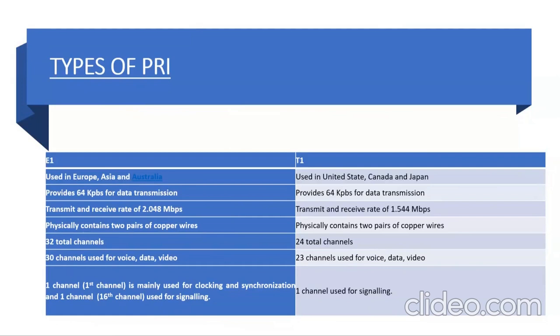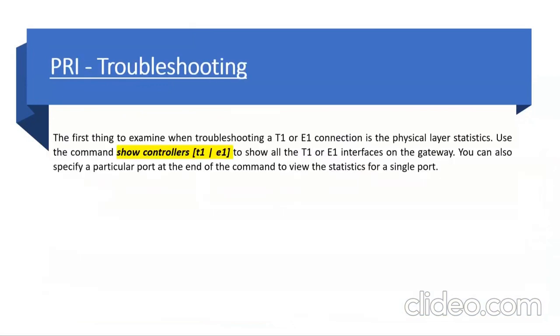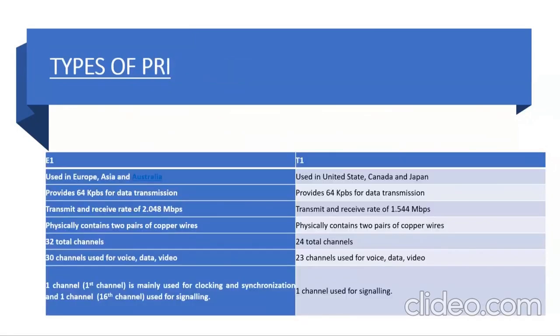So this is T1 and E1. If you are in India or Southeast Asian countries, you will be using E1 PRI. If you are in United States, Canada, or Japan, you will be using T1 as a PRI. When you have an ISDN card plugged into the router, you have to inform your router whether you are going to use this ISDN card as a T1 or E1 card using a voice card command, and after that, the configurations will follow. So this is the basics of PRI.